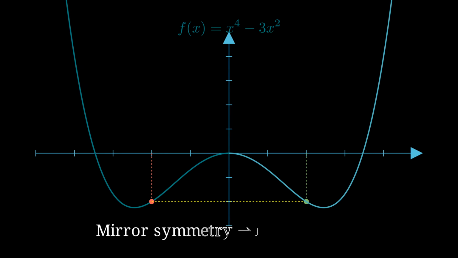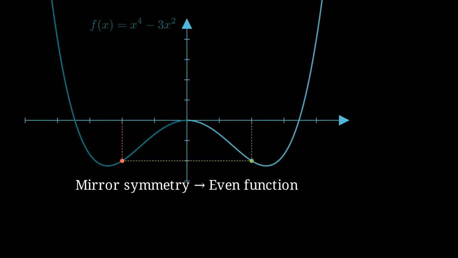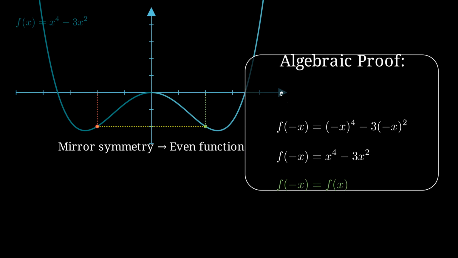We take our function, f of x equals x to the fourth minus 3x squared. Now we substitute negative x in place of x. f of negative x equals (negative x) to the fourth minus 3 times (negative x) squared. Now simplify each term. Raising a negative number to an even power makes it positive. So (negative x) to the fourth becomes just x to the fourth, and (negative x) squared becomes x squared.